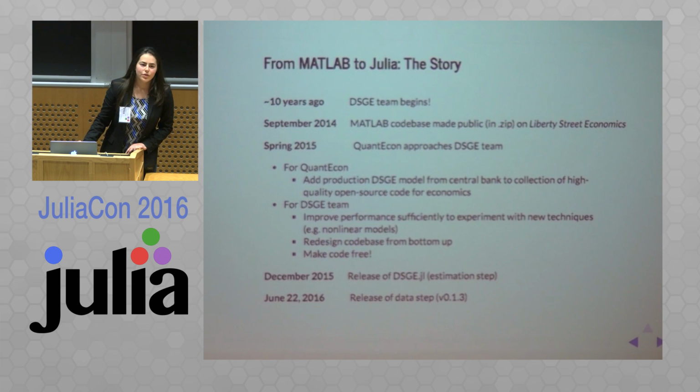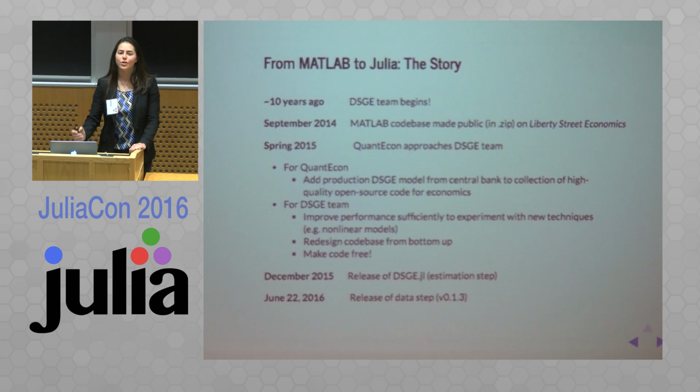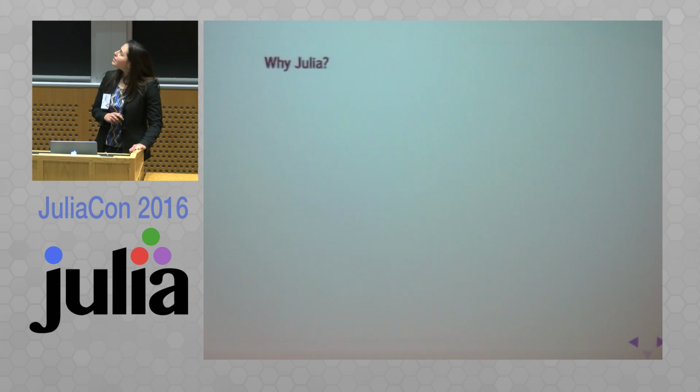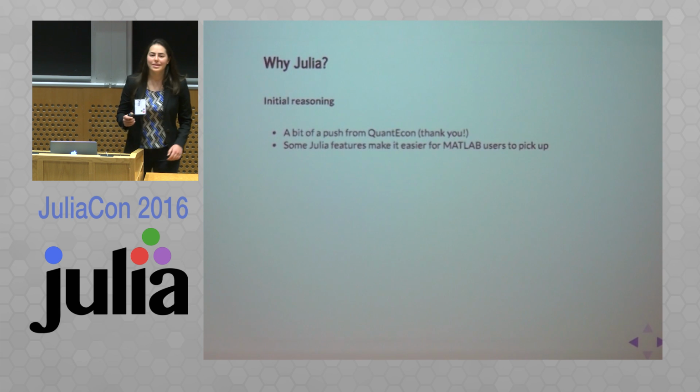So then in December of 2015, we released the estimation step of DSGE.jl. And actually, earlier this week, we released the data step. So if you wanted to check that out, you can go do that. But why did we go with Julia? QuantEcon does stuff in both Python and Julia, so why did we go with Julia? And to be honest, at the beginning, we didn't have great reasons.